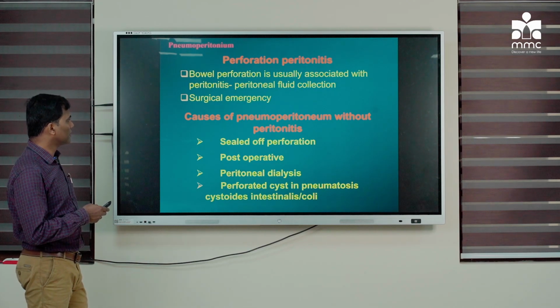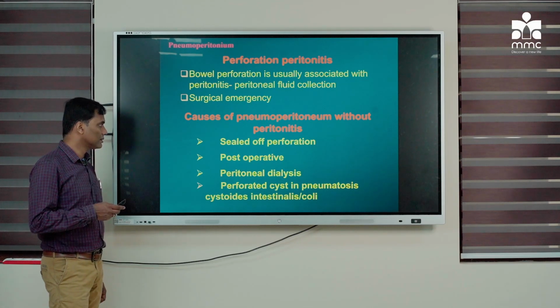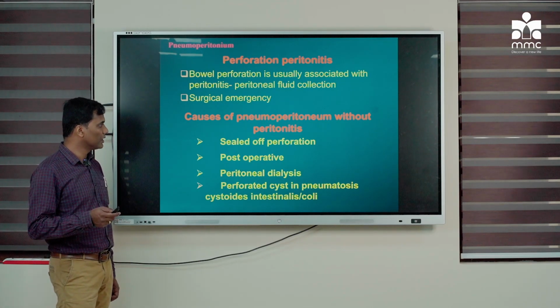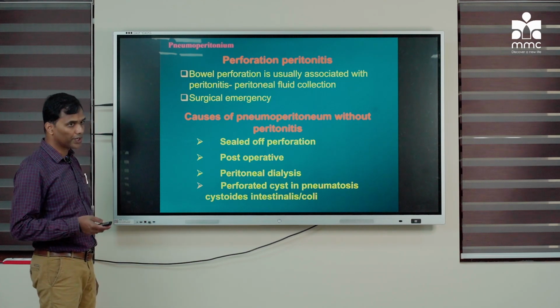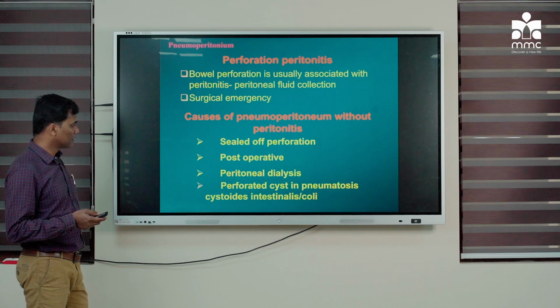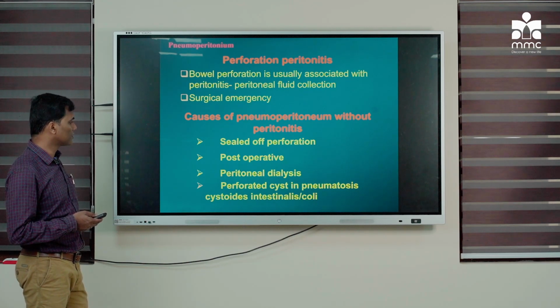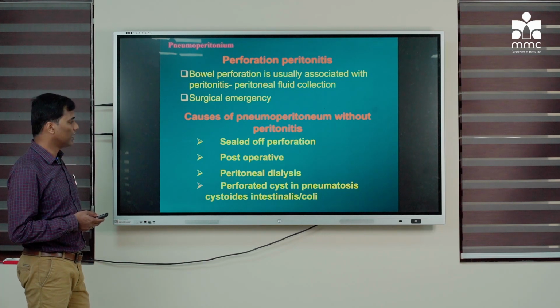So there are a few causes of pneumoperitoneum without peritonitis. That is a small perforation which is sealed off, or postoperative peritoneal air, or peritoneal dialysis, and also a perforated cyst in pneumatosis cystoides intestinalis or coli.